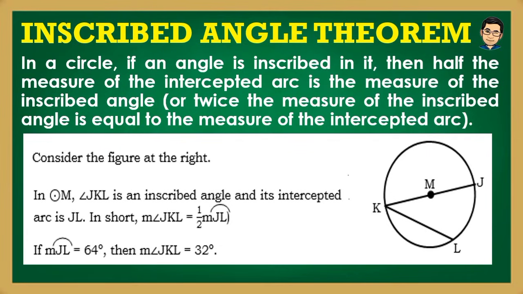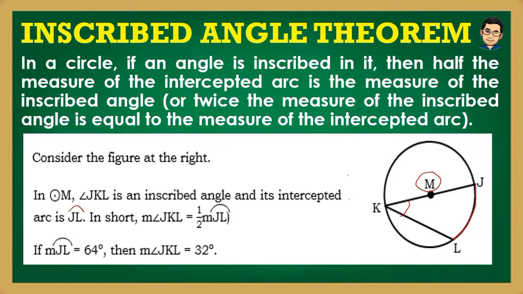So, para mas maintindihan nyo yung inscribed angle theorem, let's have an example. Consider the figure at the right. In circle M, ito po yung circle M, angle JKL is an inscribed angle. Tapos, yung intercepted arc niya is arc JL. And in short, the measure of angle JKL is equal to 1/2 the measure of arc JL.